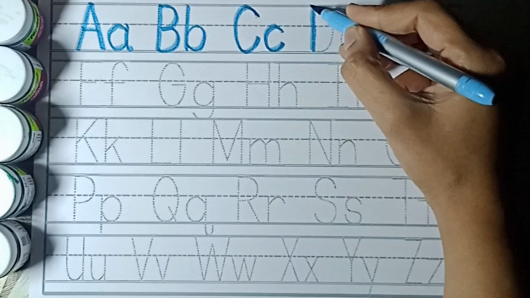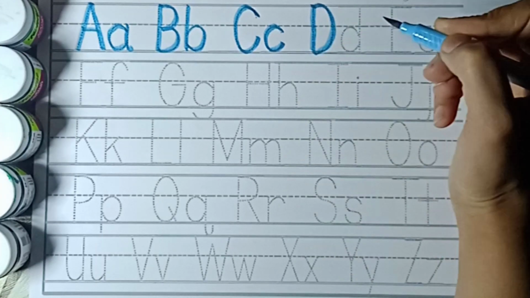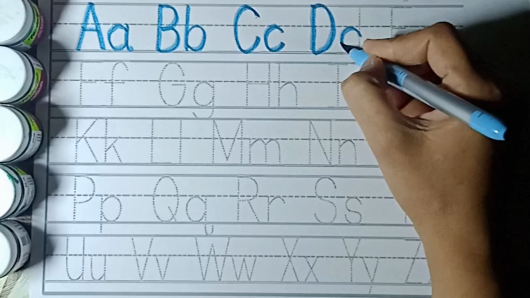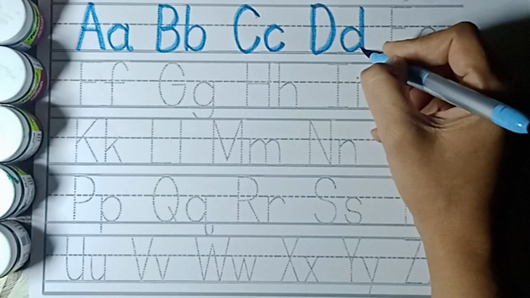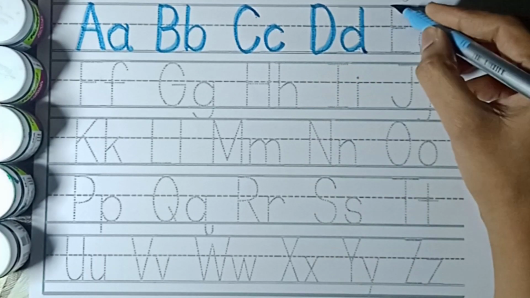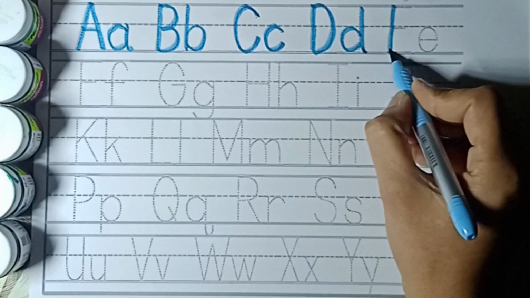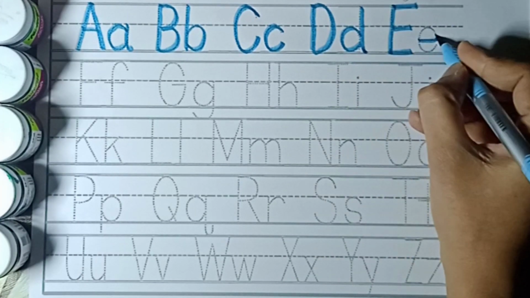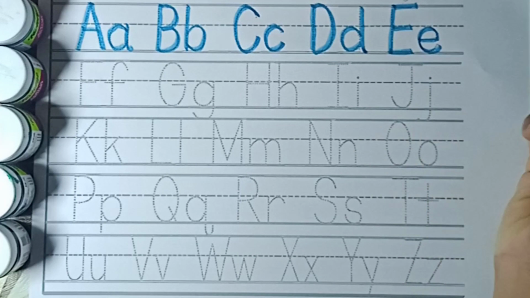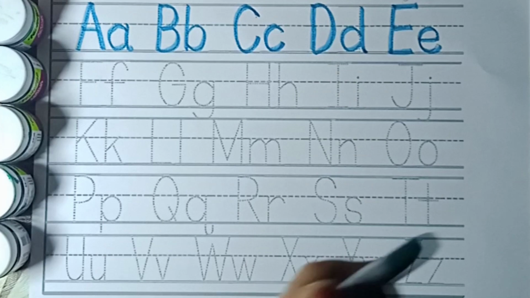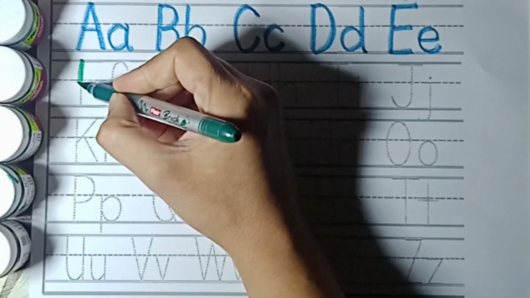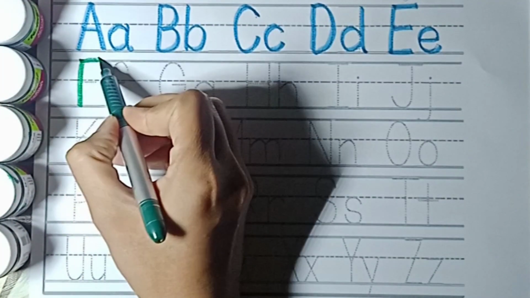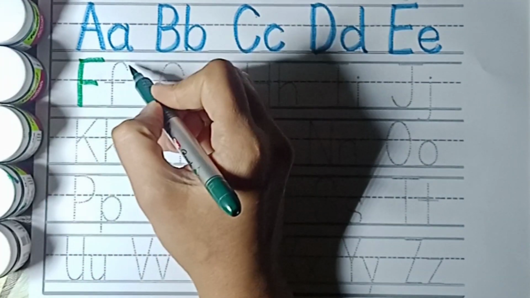D. D for dog. E. E for elephant. Very nice. Green color. F. F for frog.